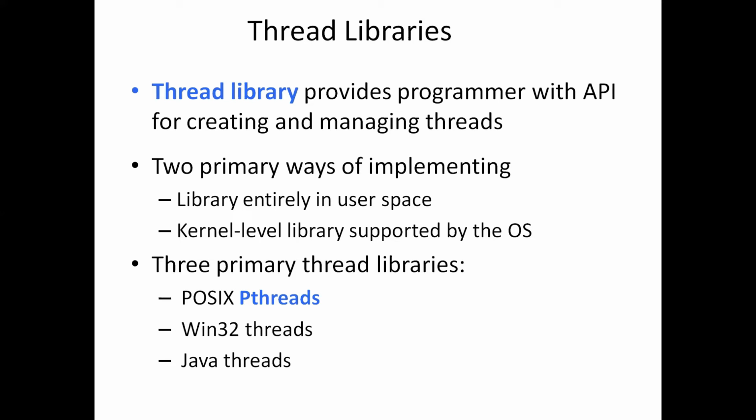Whereas the second approach is the kernel-level library supported directly by the operating system. These are the two primary ways of implementing thread libraries: one is a library entirely in the user space, the other is a kernel-level library supported directly by the operating system.